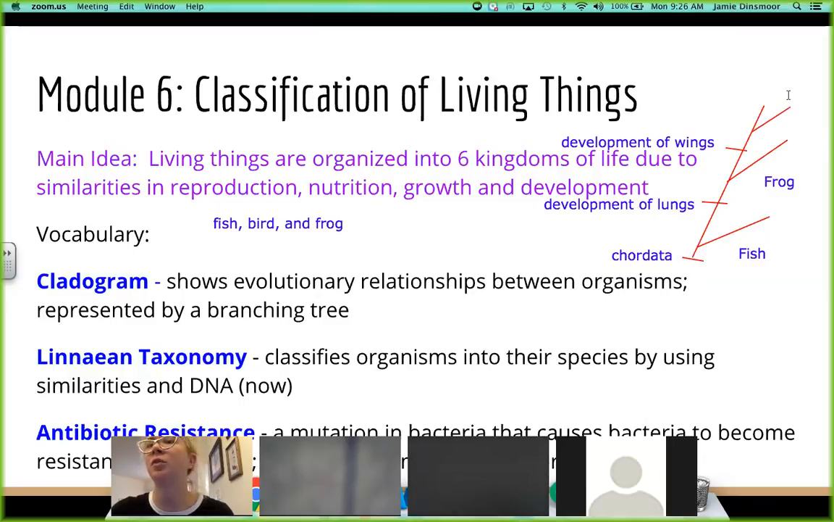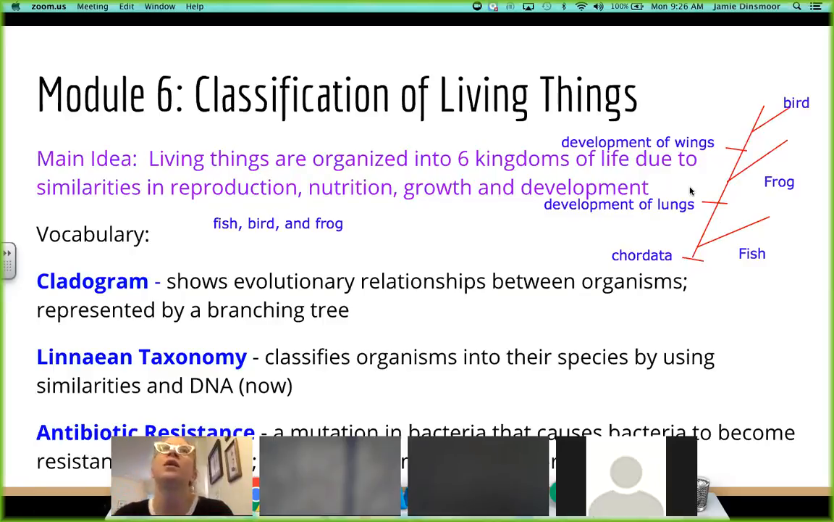Now, obviously, this is a super simple example. And real cladograms that they would ask you to do in a science-like situation are going to have specific species, right? And the differences are not going to be as obvious necessarily. That's where this can get hard, trying to figure out what is different between them that could have changed. So then we can go back and look at this and say, okay, chordata, they're all chordates, sure. Okay, we have fish. Then development of lungs. Well, fish don't have lungs, so that works. Frogs have lungs, okay. Development of wings. Okay, frogs and fish don't have wings, birds do. Right, so you can kind of go back and check.